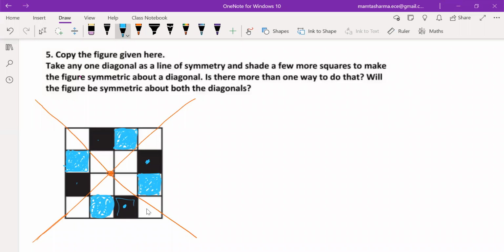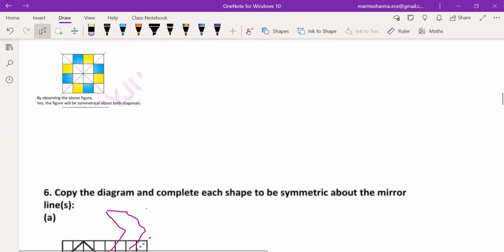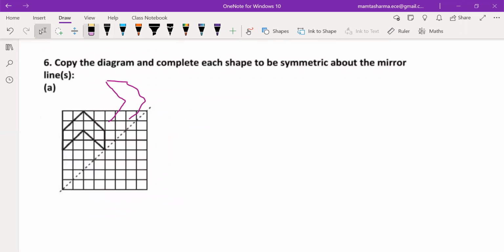Now you can see, is this figure looking symmetrical or not? Yes, ma'am, it is. When you fold it along this diagonal, exactly the black and blue ones cover each other. Exactly the black and blue ones will come one after the other. They will coincide. Clear? Yes, ma'am, clear. Okay. So this is the result. Now see, in the next question, what is given?